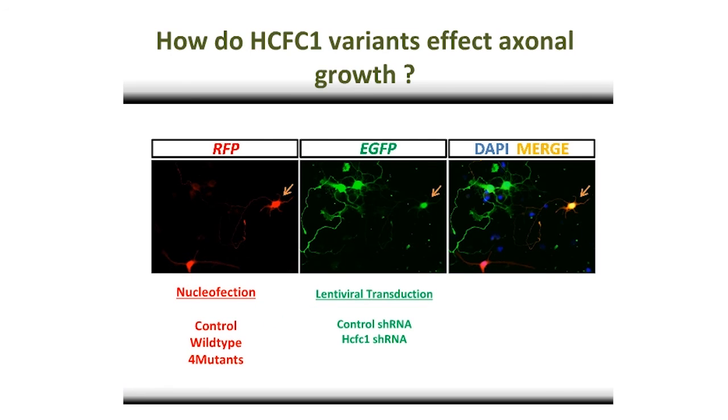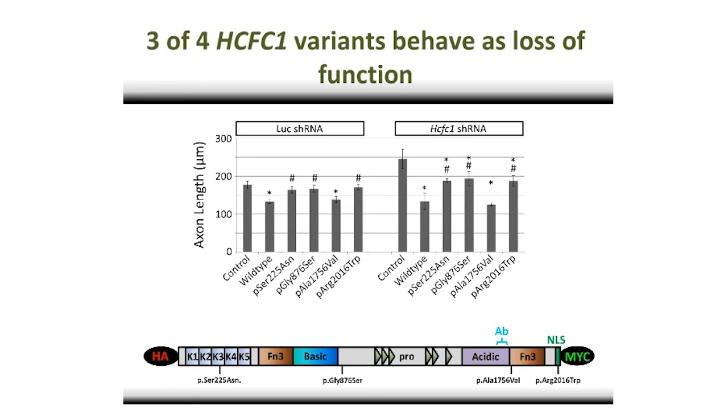And what we saw when we did this assay was that 3 of the 4 variants essentially behaved as a loss of function. So this is just similar data to before: when we overexpress HCFC1 here, we get a reduction in axon growth. And essentially when we overexpress 3 of these 4 variants, this suppression of axon growth is missing, suggesting that they are loss of function. And we get exactly the same data essentially when we use the short hairpin.